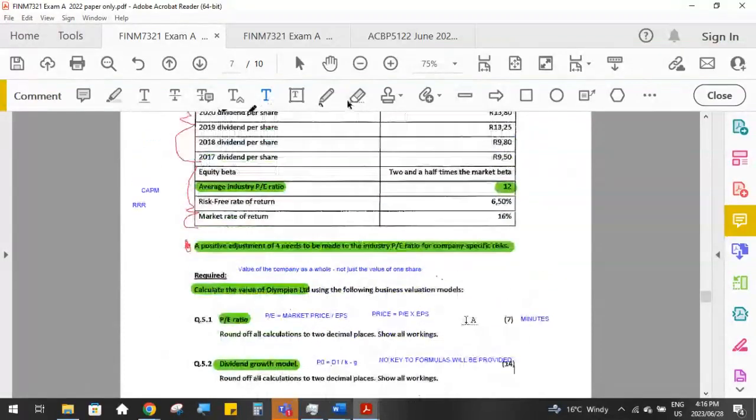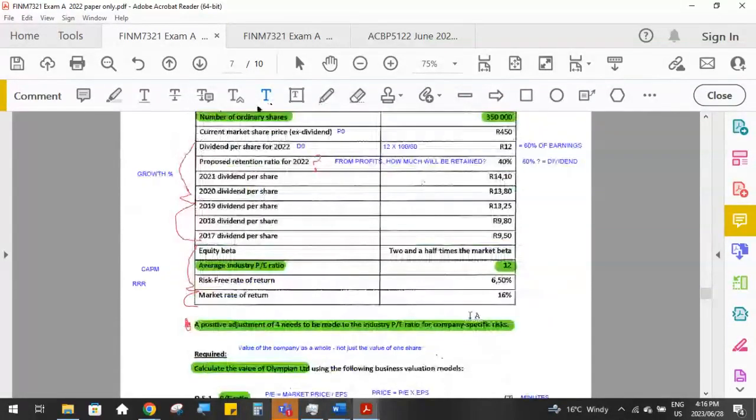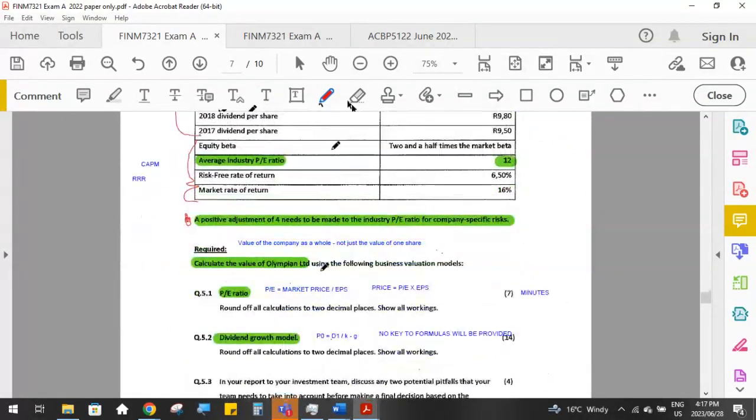Okay, D1 we will be able to calculate by taking the last dividend that was paid out, in other words, D0, and increasing it by whatever the growth percentage is, because that will tell us what the theoretical dividend will be that will be paid out in 2023. So that's how we calculate D1. D0 multiplied by 1 plus the growth rate.